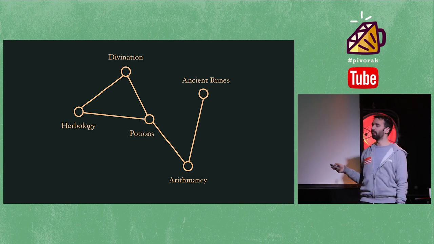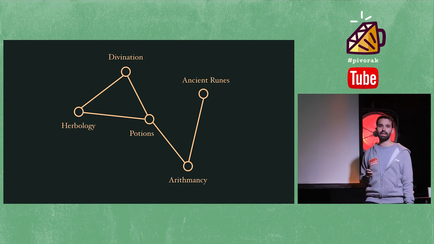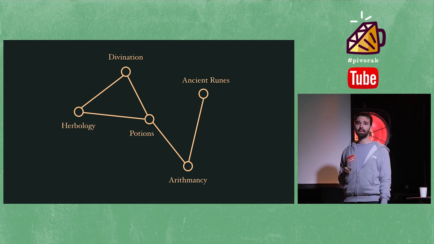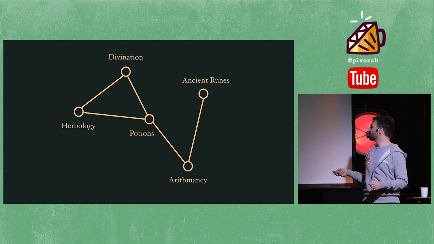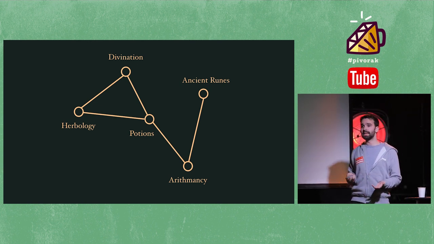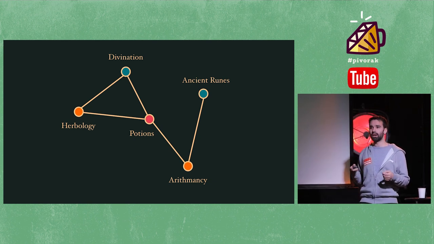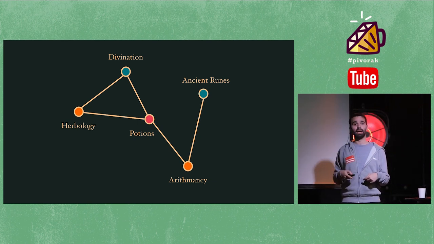So for example, Hermione is taking Ancient Runes and Arithmancy. We saw that earlier. So Ancient Runes and Arithmancy are connected with a line, and these basically represent potential timetable clashes. And then the game is just you've got to color the dots so that no dots of the same color are connected by a line.